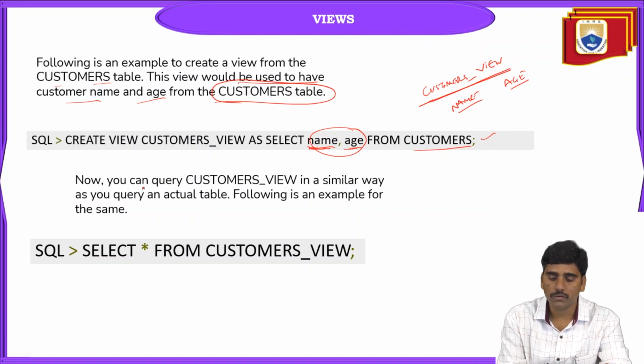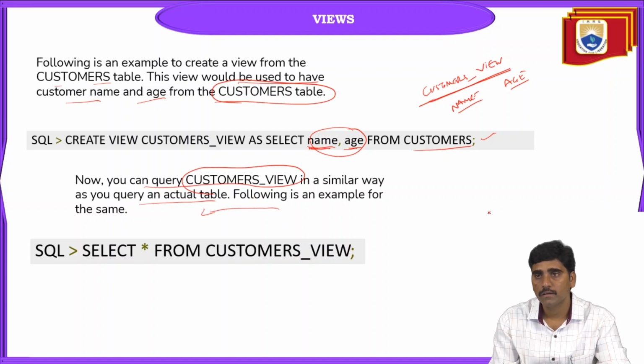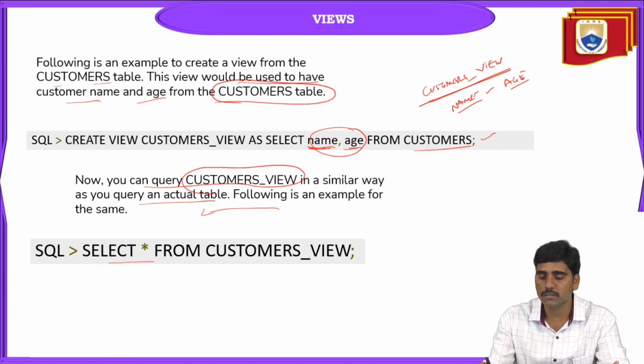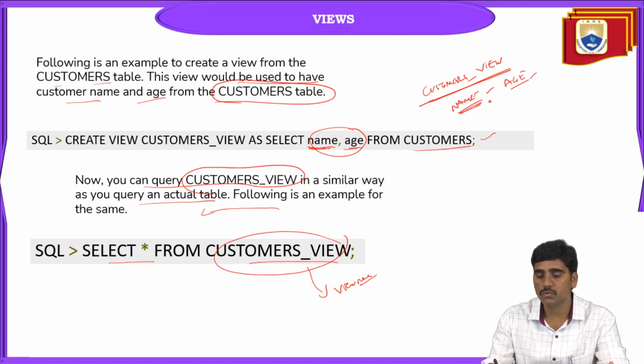Now you can query customers_view in a similar way as you query an actual table. Following is an example of the same. How are you going to see the contents? Select star from customers_view. This is the view name. Now you can check whether these two columns, name and age, are added or not.